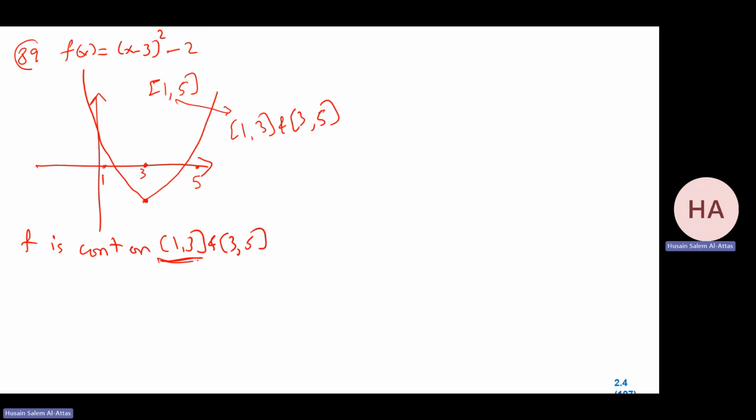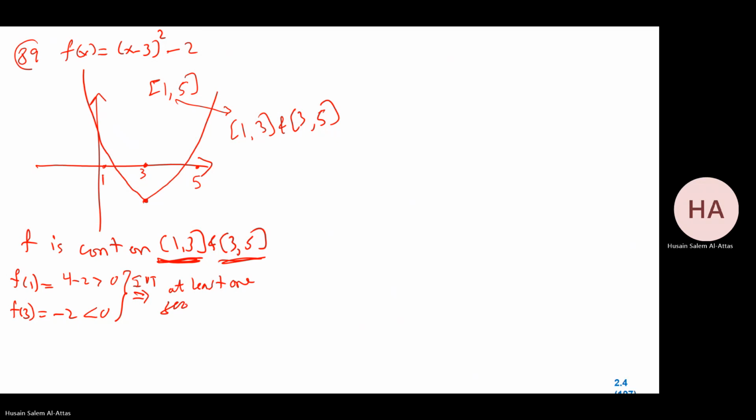So I will do the intermediate value theorem for these two different intervals. So we have f of 1 will be what? 1 minus 3, which is minus 2, squared, 4, minus 2, which is positive. f of 3 will be minus 2, which is negative. So this will give me, by the intermediate value theorem, at least one zero of f, c, in the interval 1 to 3.